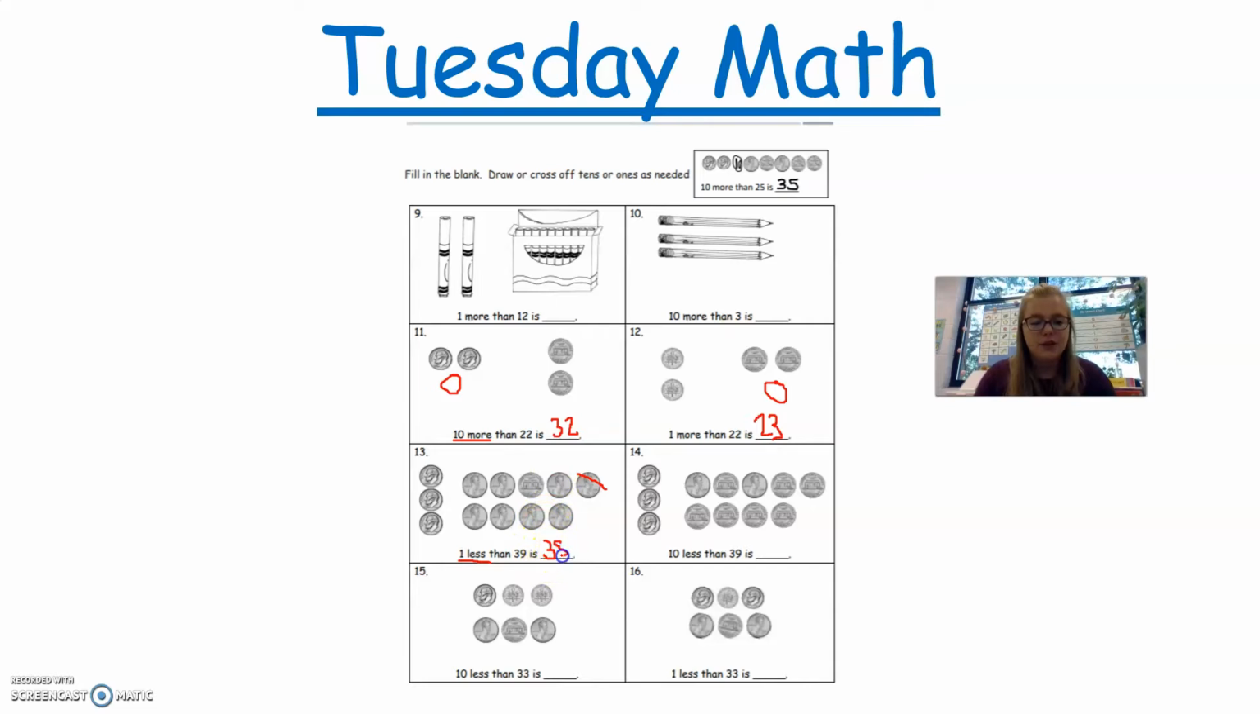Alright, and I want you to do the last couple on your own. For this one, you're going to be doing 10 less. So what are you going to be crossing out? A dime. Okay, and I want you to think about 15 and 16 about what you're crossing out. Think very carefully about it.